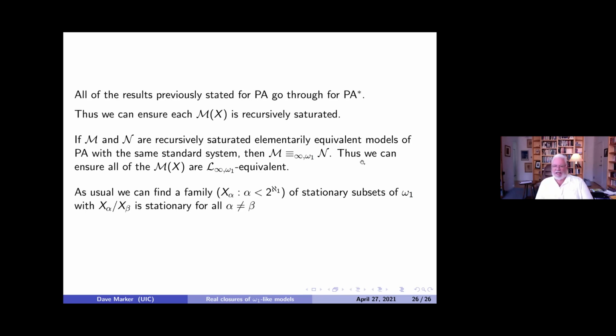Okay, and then finally, the last ingredient is the usual combinatorial set theory: it's not hard to find a family of 2 to the aleph 1 stationary subsets of ω1, such that any two differences is also a stationary set. And so using these to build the models, we get the models that we talked about in the theorem. To prove this, you just take ω1 different disjoint stationary sets, and then for any subset of ω1, you take the union of the corresponding sets. That's an easy argument for this.